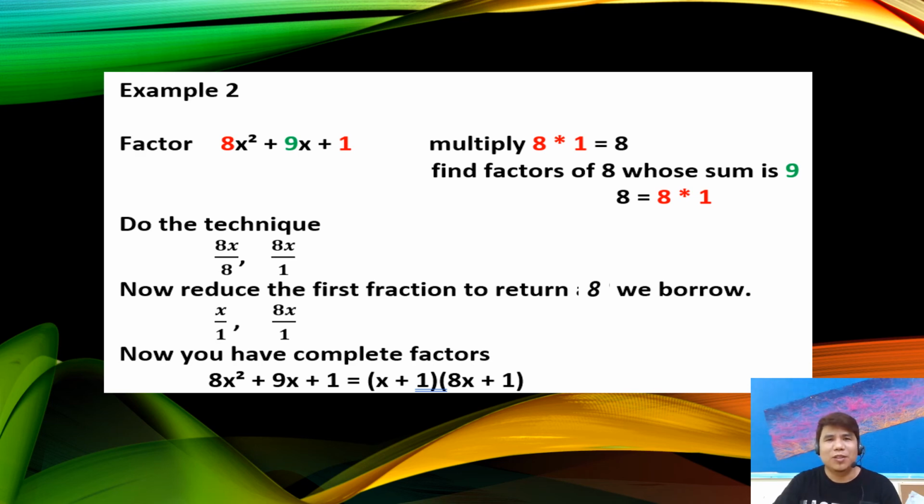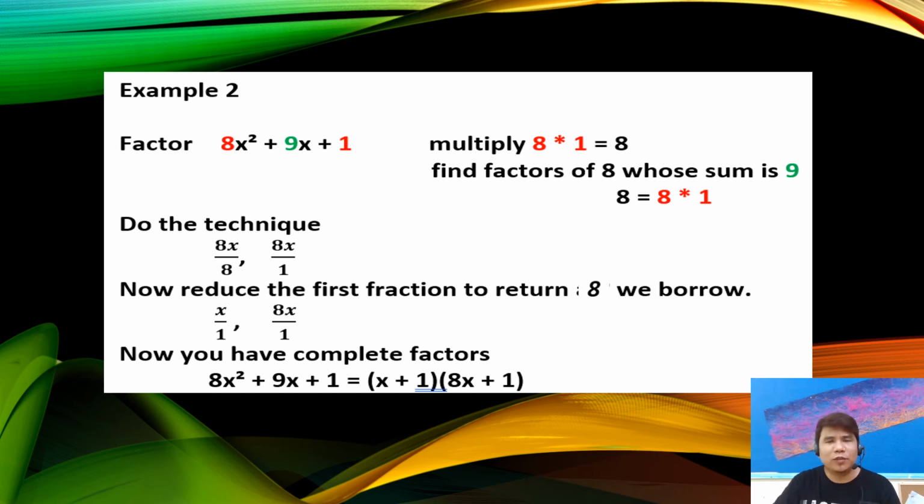All right, so what we do is, take note, we multiply a and c. So 8 times 1 is equal to positive 8. And then find factors of that 8 whose sum is 9, which is the middle term coefficient. We have the factors of 8: 8 times 1, all positive because 9 is positive. So 8 times 1 is 8, and 8 plus 1 is 9. Therefore, we can use that.